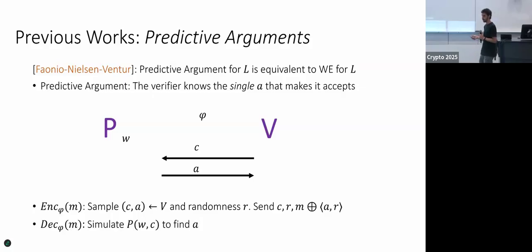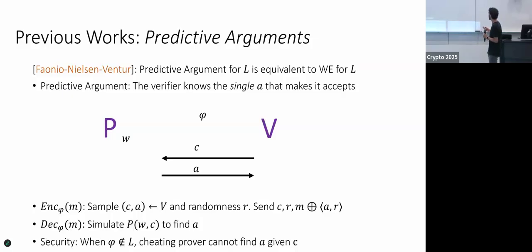So this gives correctness. And the security basically holds because if phi is not in the language, there is no efficient prover that can convince the verifier that phi is in the language. So the prover cannot find A, so we cannot know what the value of the hardcore predicate is. And this proof, it's pretty simple, but it's pretty strong.